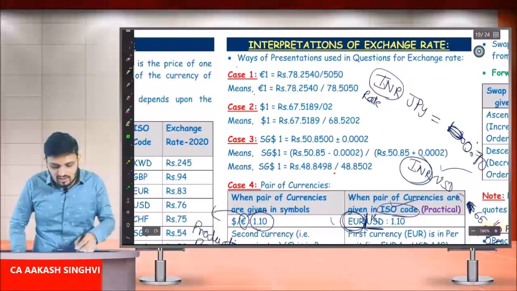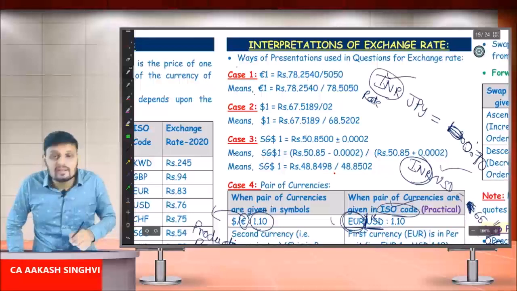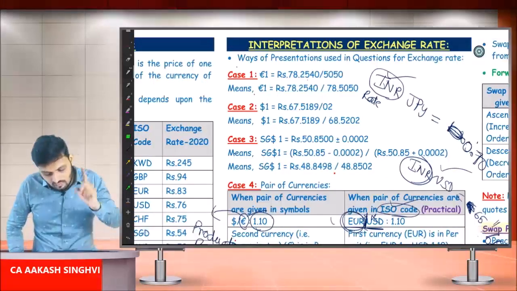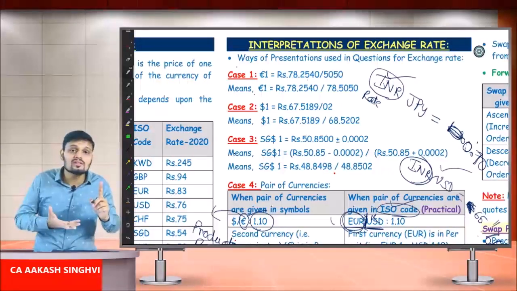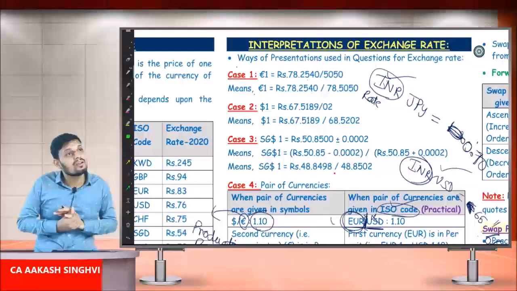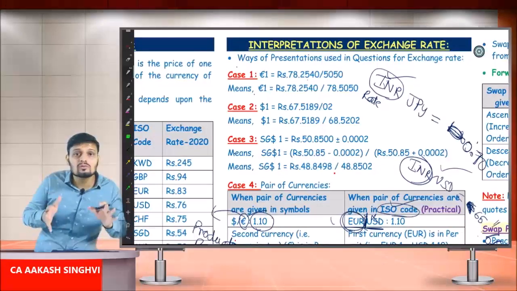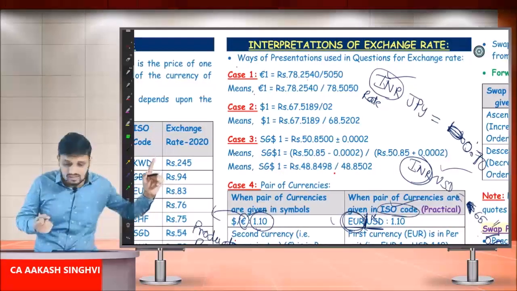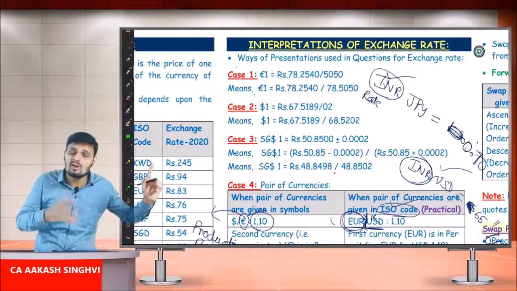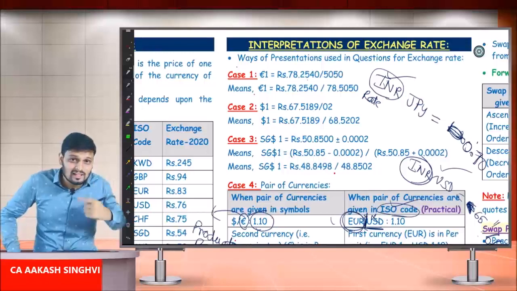So what does this mean? If you go by ISO code interpretation, the rate is of INR. So for 1 INR, you need to pay how much? 0.70 yen. That means that yen is more powerful than rupees. That is not possible. If for 1 rupee he is going to pay only 0.70 yen, it is not possible. So hence you have to use your common sense and interpret it like this.